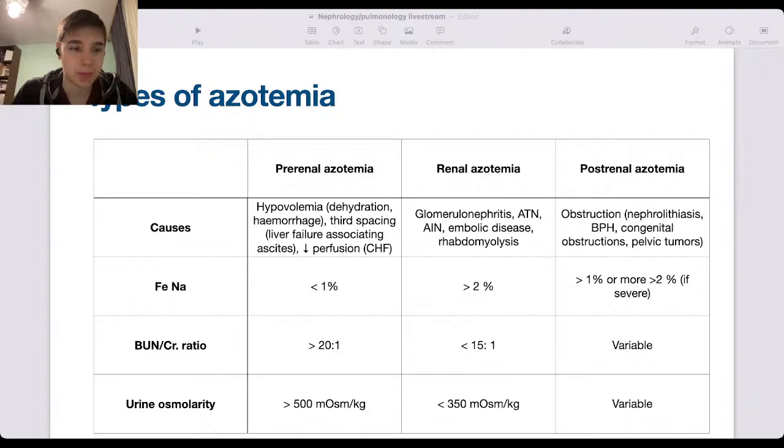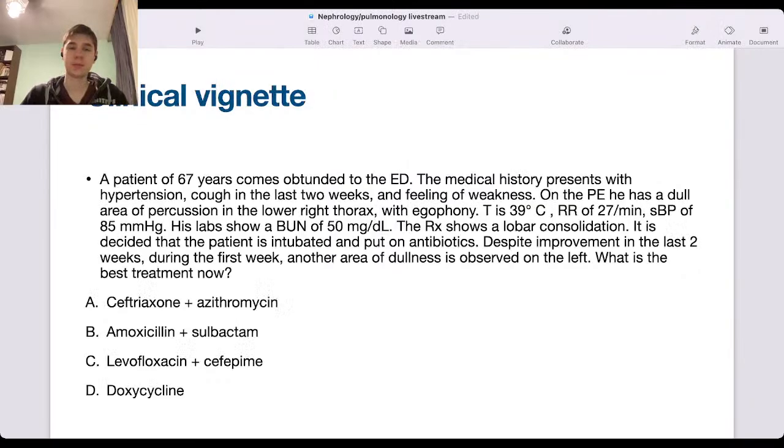Has everything been clear? Can we go to the next clinical vignette? Do you have any questions on the topic? Okay. The next clinical vignette.